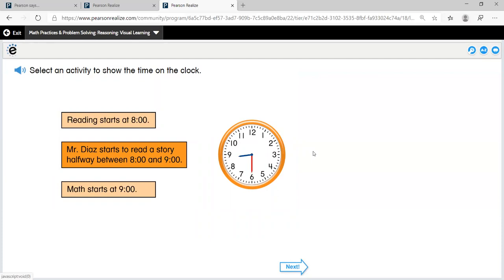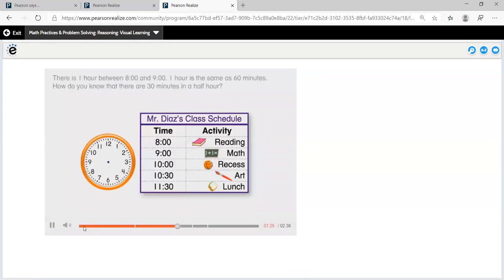What time does this clock show? What do we say when the minute hand is on the 6? There is 1 hour between 8 o'clock and 9 o'clock. 1 hour is the same as 60 minutes. So how do we know that there are 30 minutes in a half hour? There are 30 minutes in a half hour because 30 minutes is half of 60 minutes.